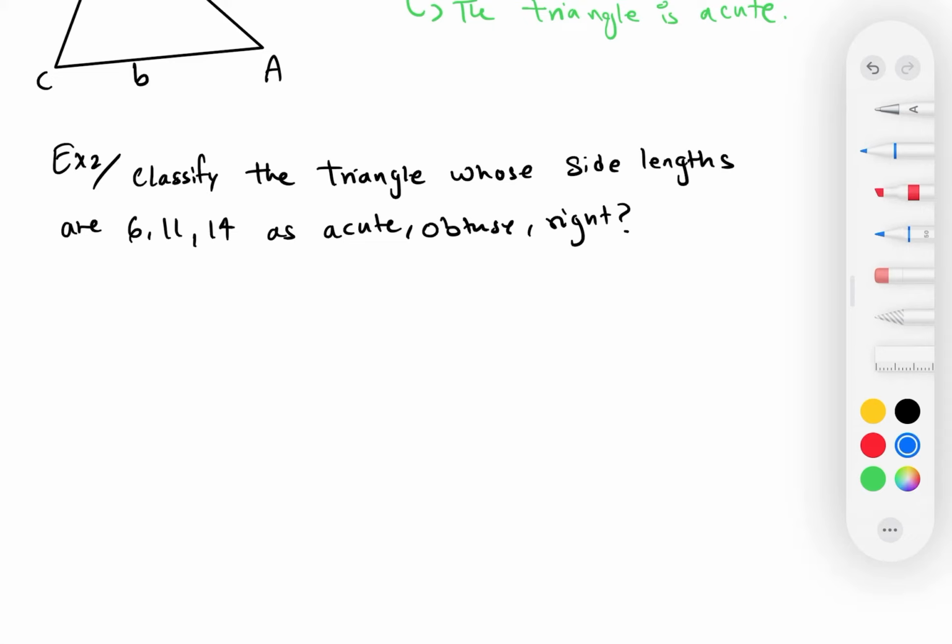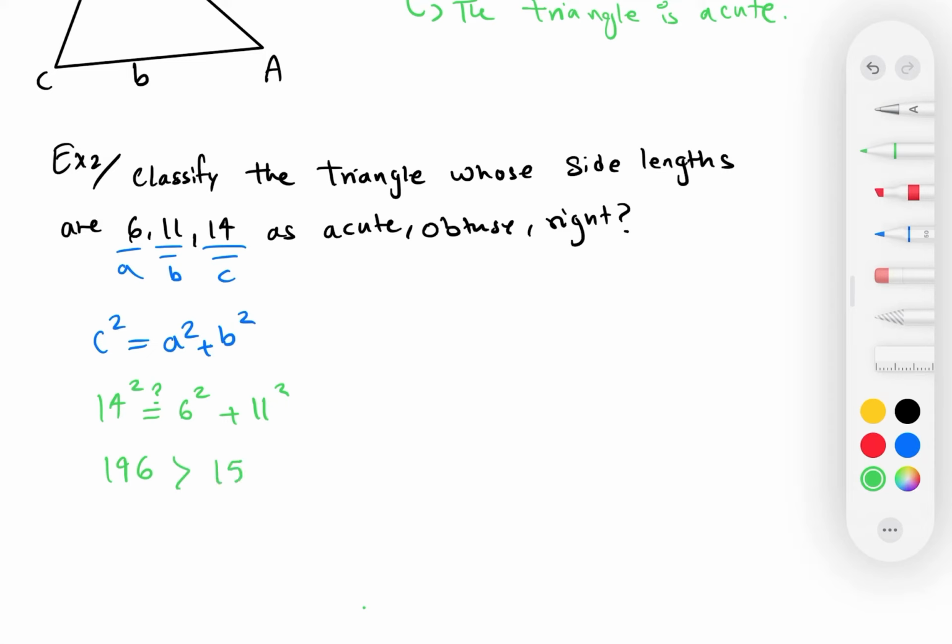Okay, in order to do this, well, first of all, you have to understand that the longest side is obviously 14. This is C, and these two other ones are A and B. So first, you're going to plug them inside. C squared is equal to A squared plus B squared. So that would give you 14 to the power of 2 is equal to essentially 6 to the power of 2 plus 11 to the power of 2. Are these two sides equal? Well, we have the calculator. 14 to the power of 2 is obviously 196, and that's 121 plus 36, which is 157. So actually 196 is greater than 157.